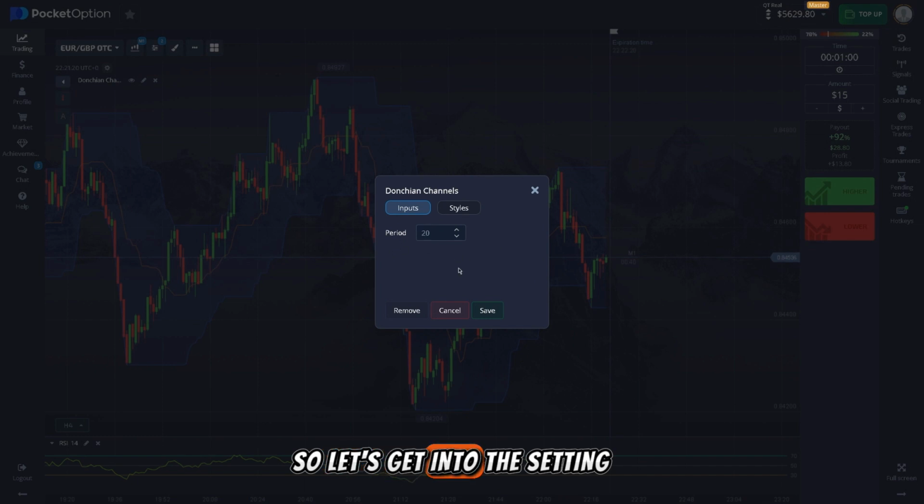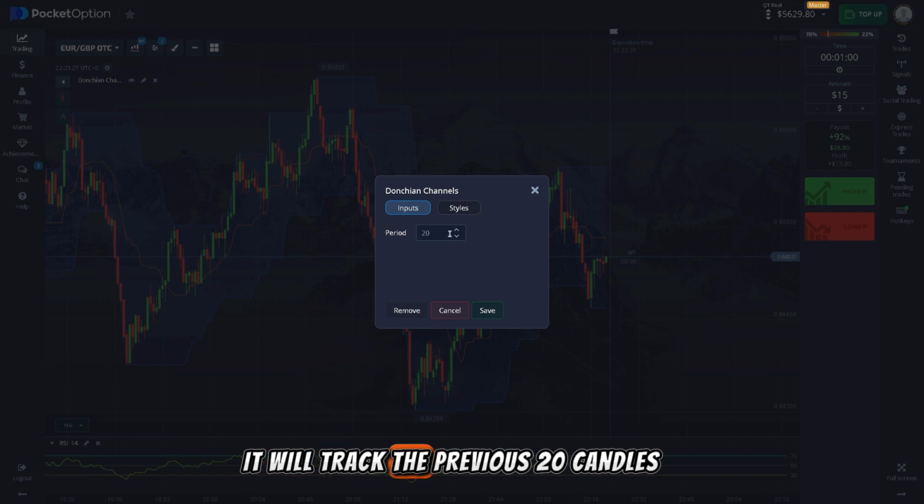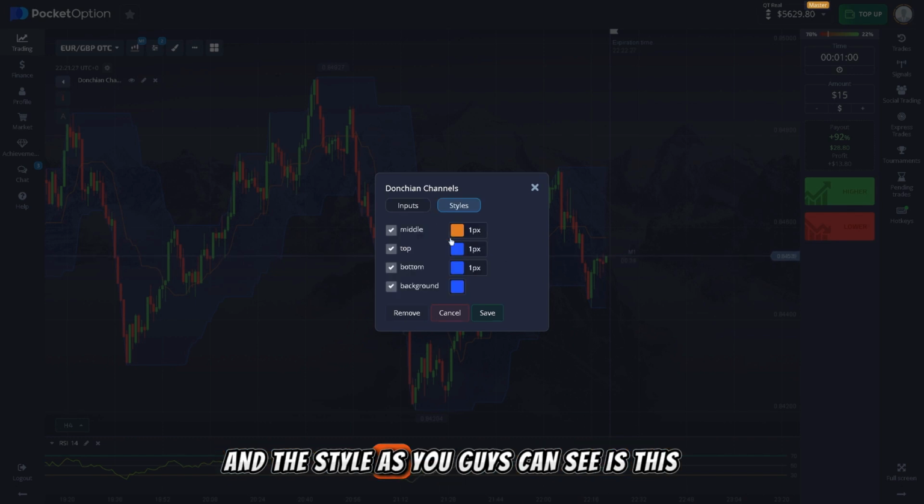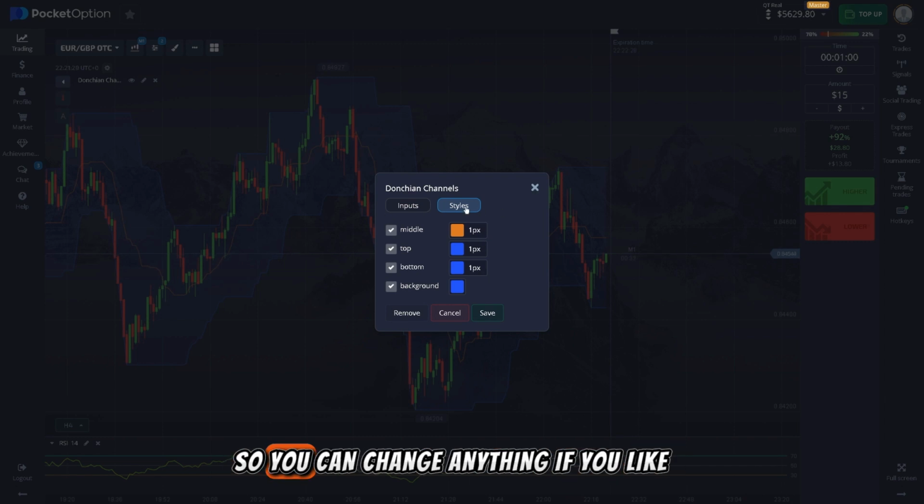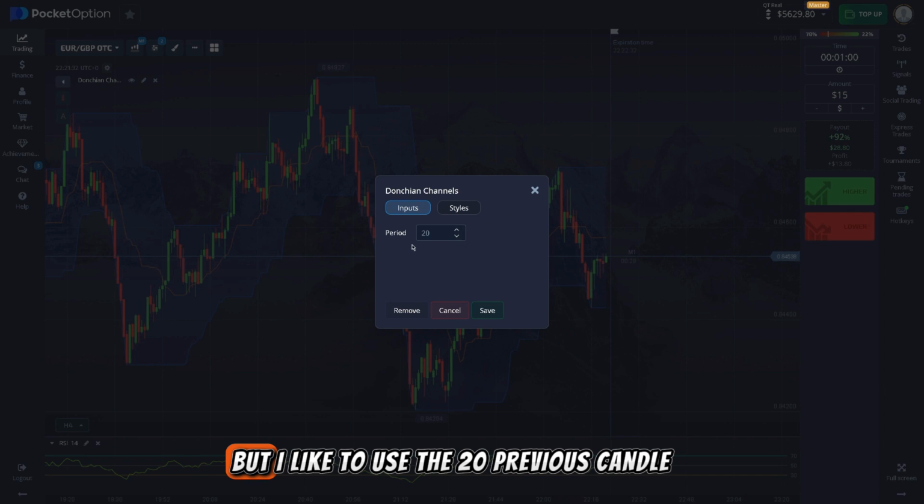So let's get into the settings. I'm using the default setting. It will track the previous 20 candles, and the style, as you guys can see, is this. You can change anything if you like, but I like to use the previous 20 candles.